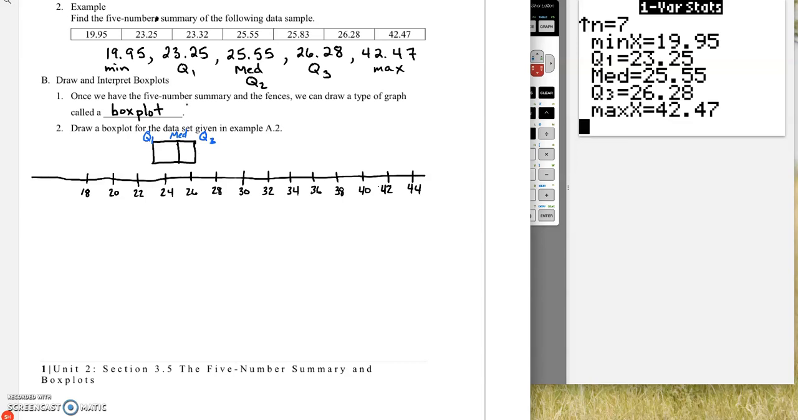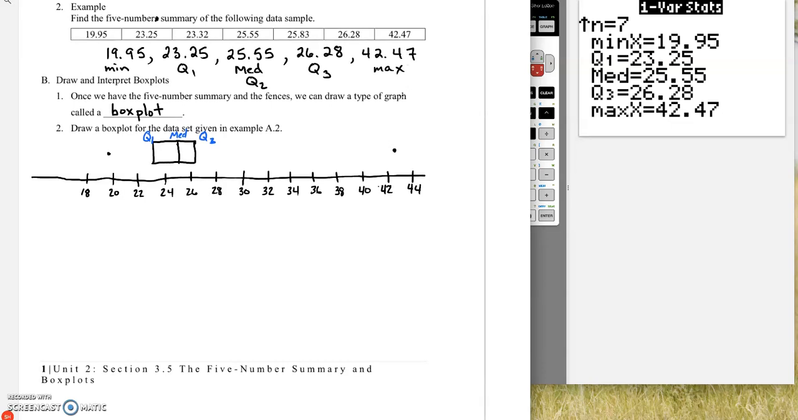Then we put our smallest data value at 19.95, so that's almost at 20, and we just put a little dot right there. Our maximum data value is 42.47. So 42.47 is about right here.